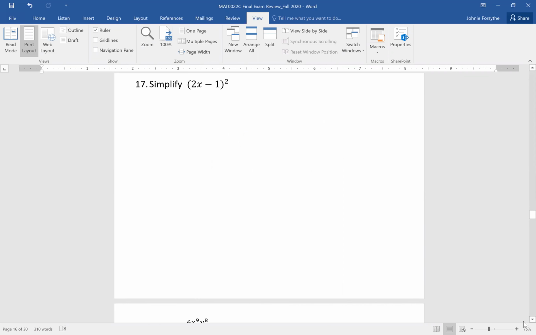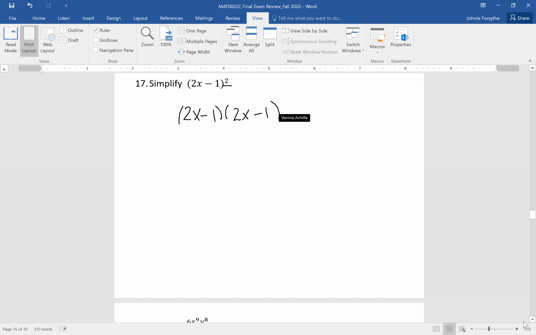Okay, so now simplifying. So I have this, I can rewrite this. This is the same thing as 2x minus 1 two times because of this 2 exponent. Hold on. I'm going to erase this because it almost looks like a plus in this one. Okay, 2x minus 1, 2x minus 1.